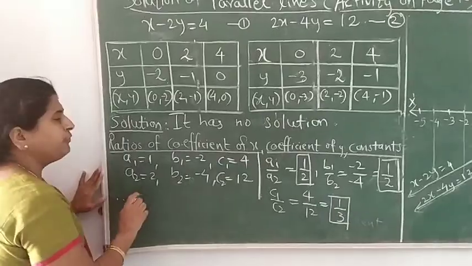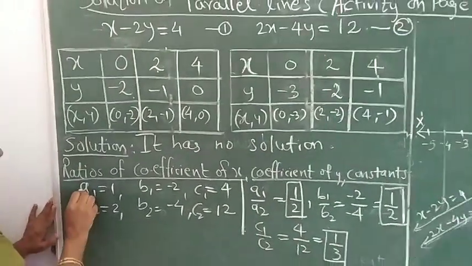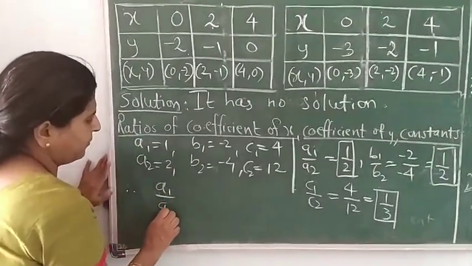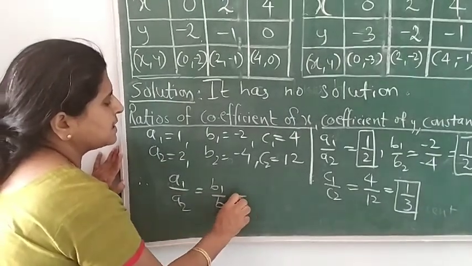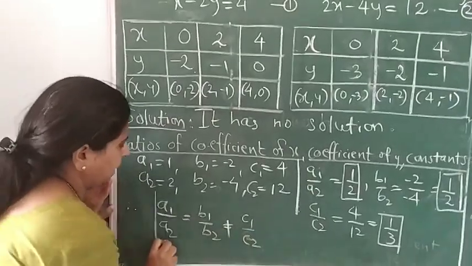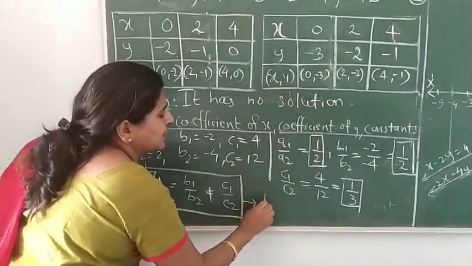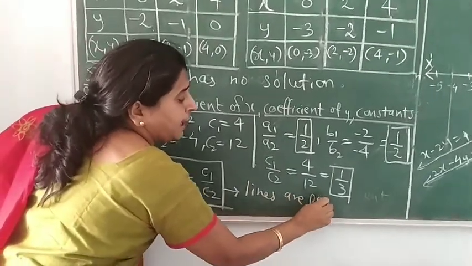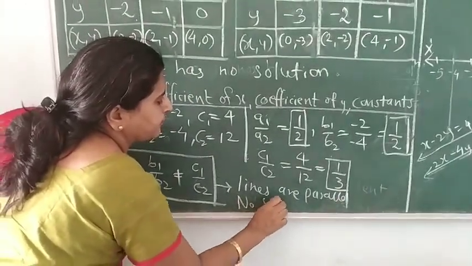So when we do not want to solve graphically, we just find this from the given equations, and if the conclusion is a1 upon a2 is equal to b1 upon b2, but this is not equal to c1 upon c2, in that case we can say, without solving graphically also, that the lines are parallel, and it has no solution.